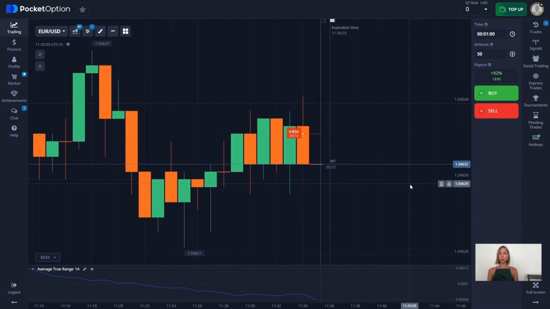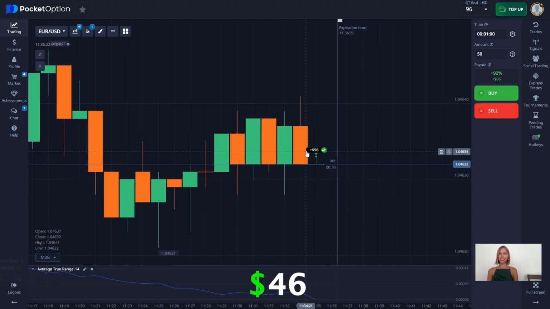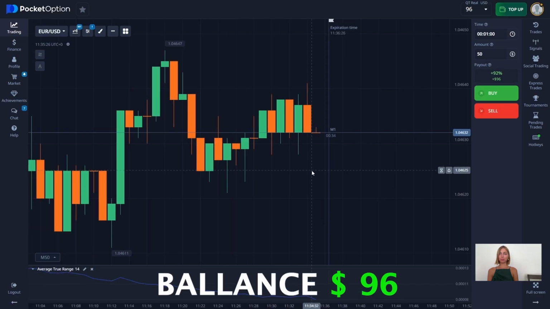This strategy assumes quick entries and exits from trades, which is why I will not analyze the 5-minute time frame together with the first minute time frame. So the trade closed in profit. Excellent result, as you can see. We had a confident downward movement. Let's move on.